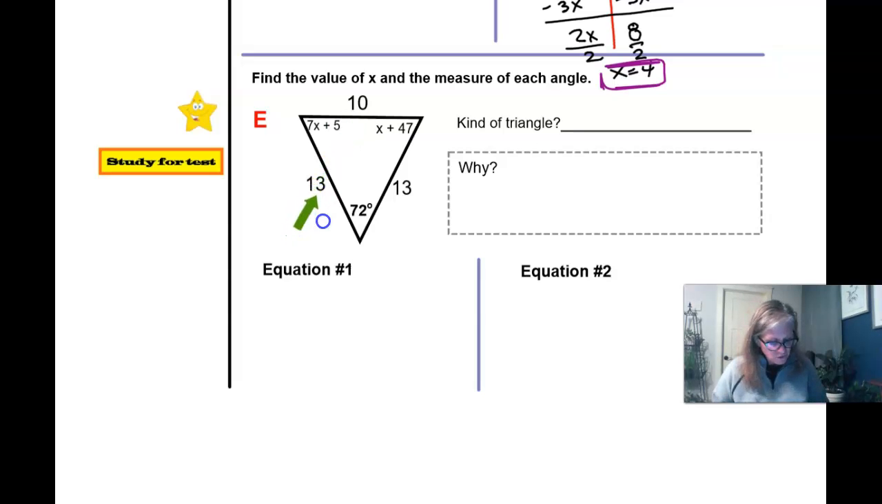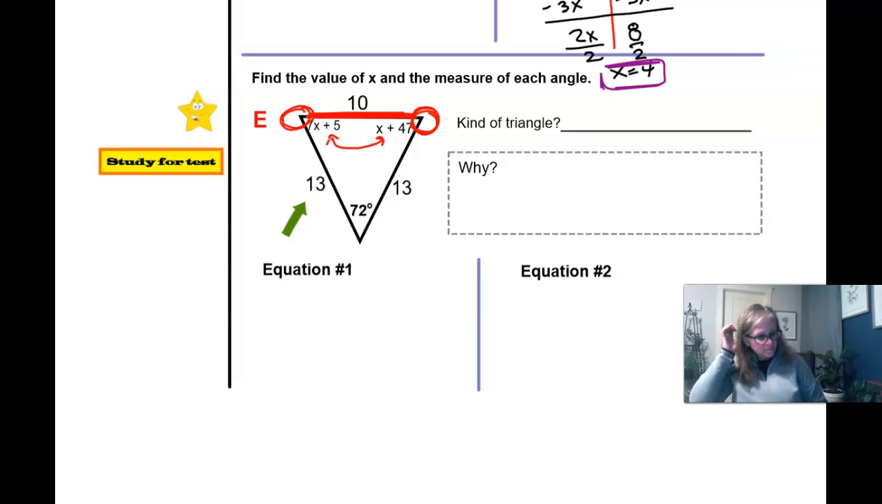So when you have the two equal sides, what I want you to do is find that base. This is the one that's different. And remember, that is the one that has the equal angles. So in this case, I know that the 7x plus 5 has to equal the x plus 47. So I have 7x plus 5 equals x plus 47.